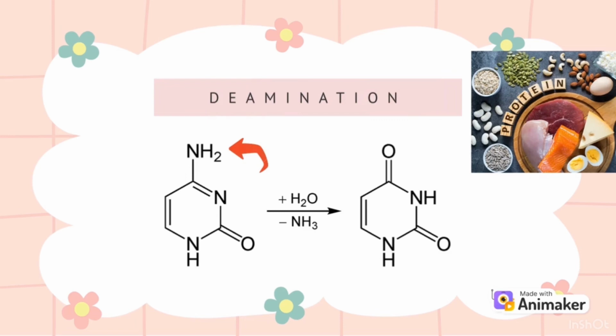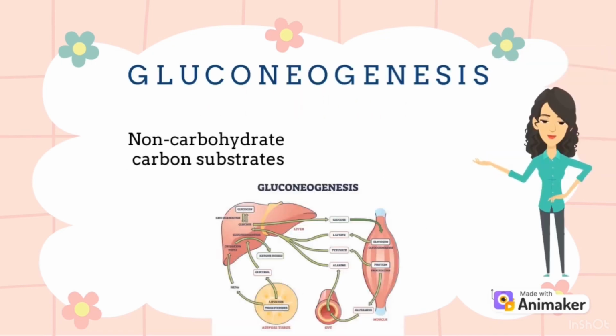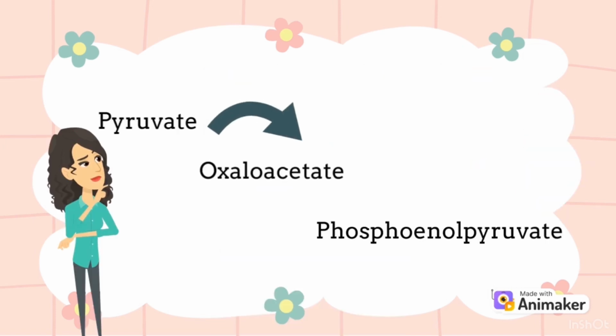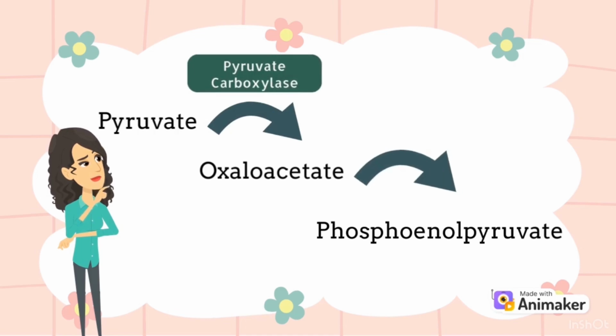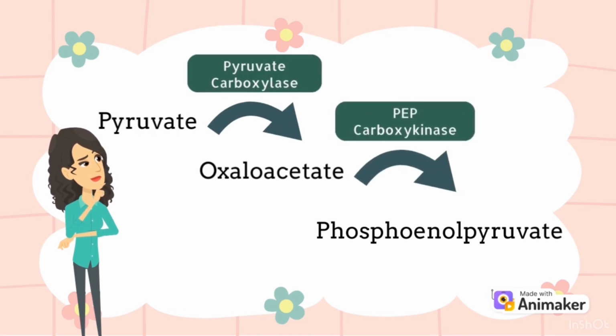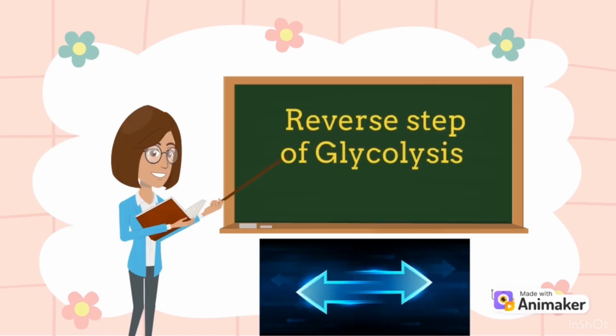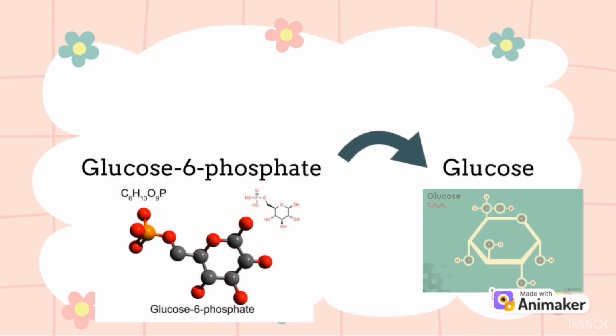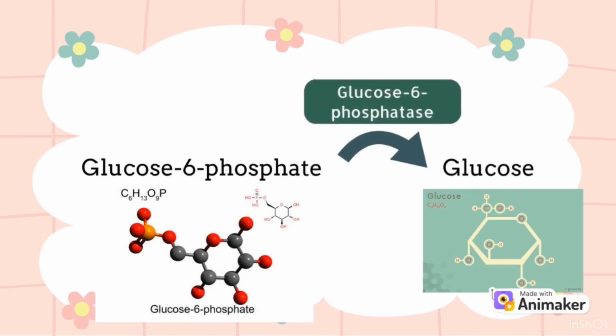Gluconeogenesis starts with deamination, which is the removal of an amino group from a molecule. Gluconeogenesis is a metabolic pathway that results in the generation of glucose from non-carbohydrate carbon substrates. Pyruvate is converted into oxaloacetate with the help of pyruvate carboxylase and then converted into phosphoenolpyruvate by PEP carboxykinase. Then it will continue with the reversible steps of glycolysis. Glucose 6-phosphate is converted into glucose by glucose 6-phosphatase.